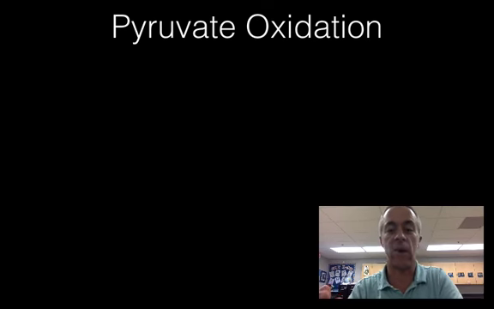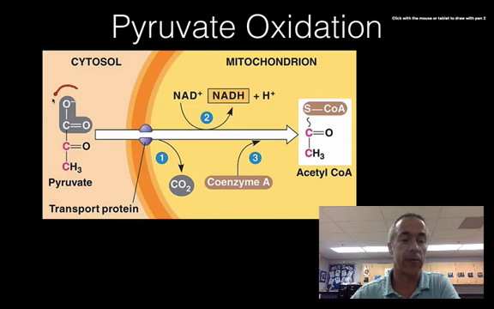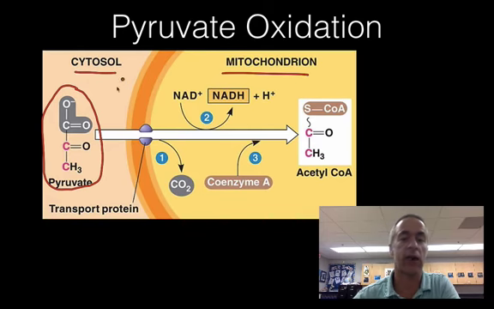Now, if oxygen is present, the next step in this process is what we call pyruvate oxidation. So we're going to take that pyruvate, we're going to oxidize it, which means we're going to take electrons away, right? So here's our pyruvate. And notice we've got the cytosol here and the mitochondria. So now we're moving into the mitochondria.